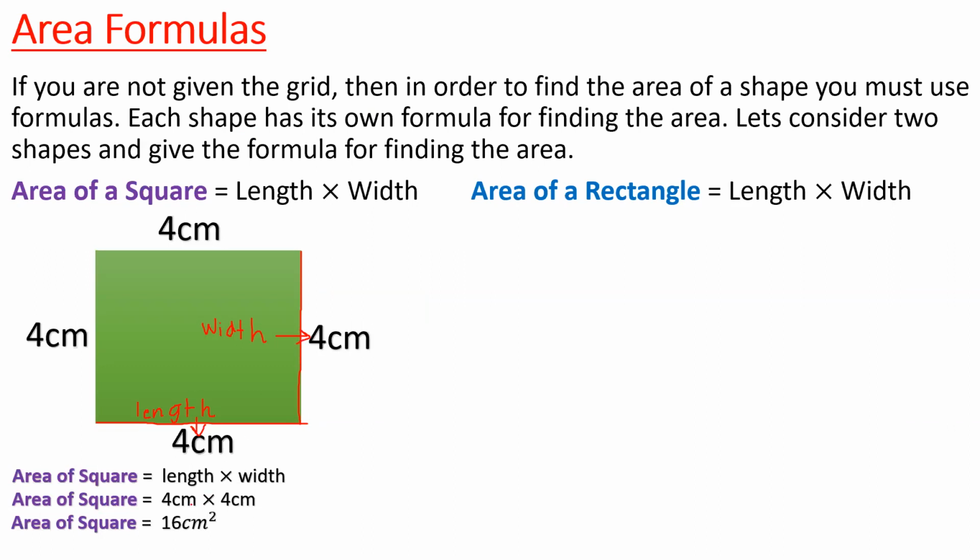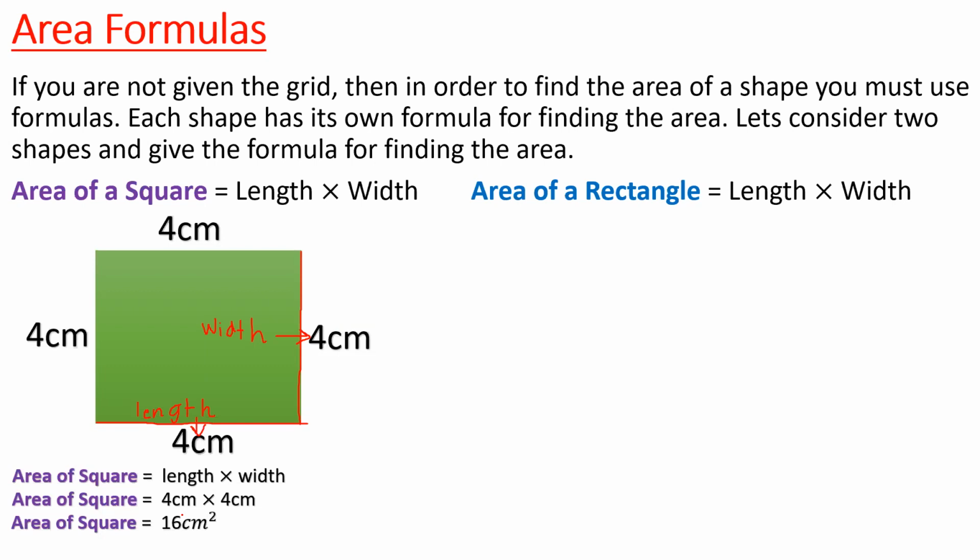So the area is going to be what? Length times what? Times width. And so the answer is going to be what? 16 centimeters squared. Does that make sense? Or do I need to explain it again? That makes sense. Okay.